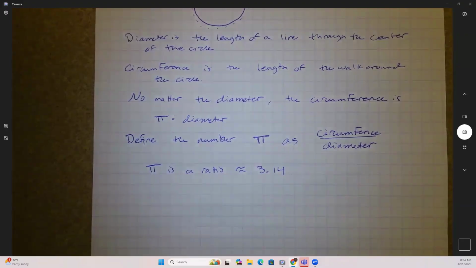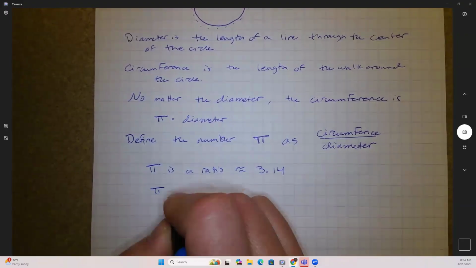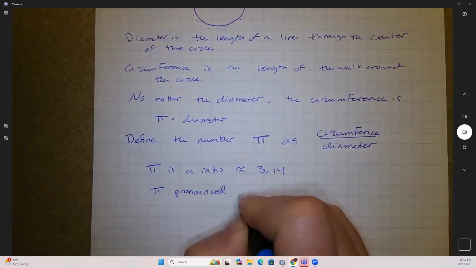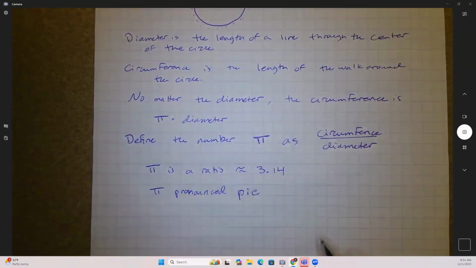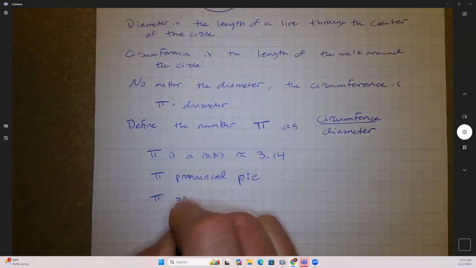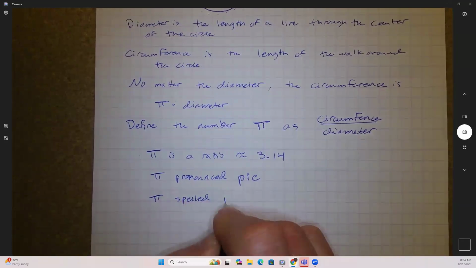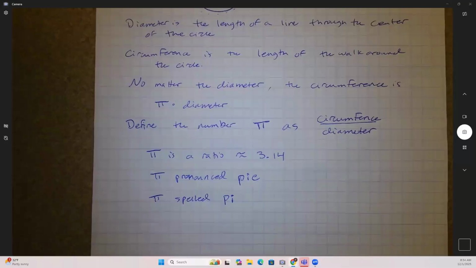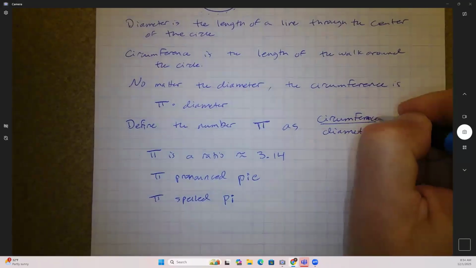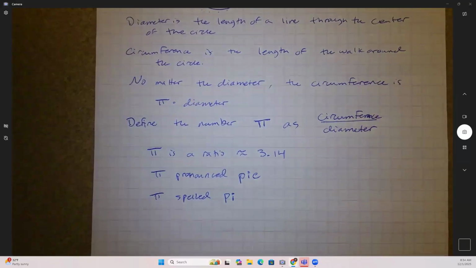So the number pi, pronounced like the dessert, but spelled, if we don't use the Greek letter, we just write pi. Pi is a ratio. It's the ratio of the circumference, I spelled that wrong, to the diameter.